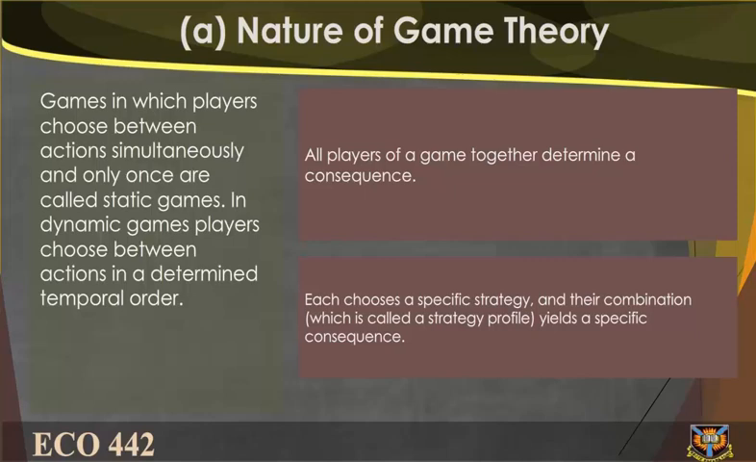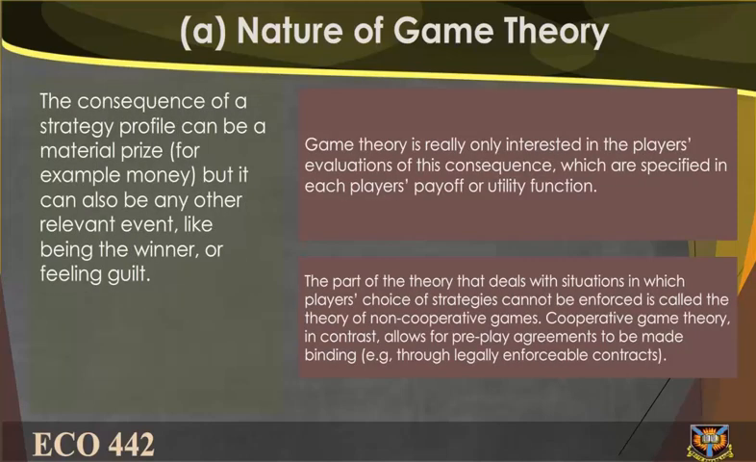In dynamic games, players choose between actions in a determined temporal order. All players of a game together determine a consequence. Each chooses a specific strategy, and their combination, which is called a strategy profile, yields a specific consequence. The consequence of a strategy profile can be a material prize, for example, money, but it can also be any other relevant event, like being the winner or feeling guilt.